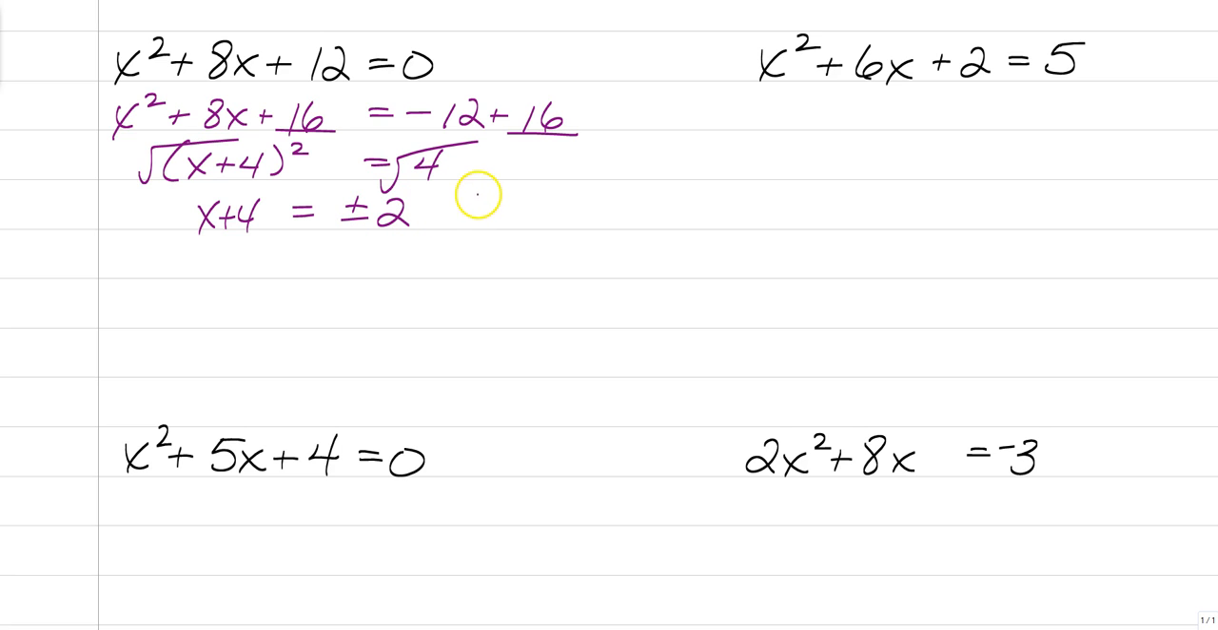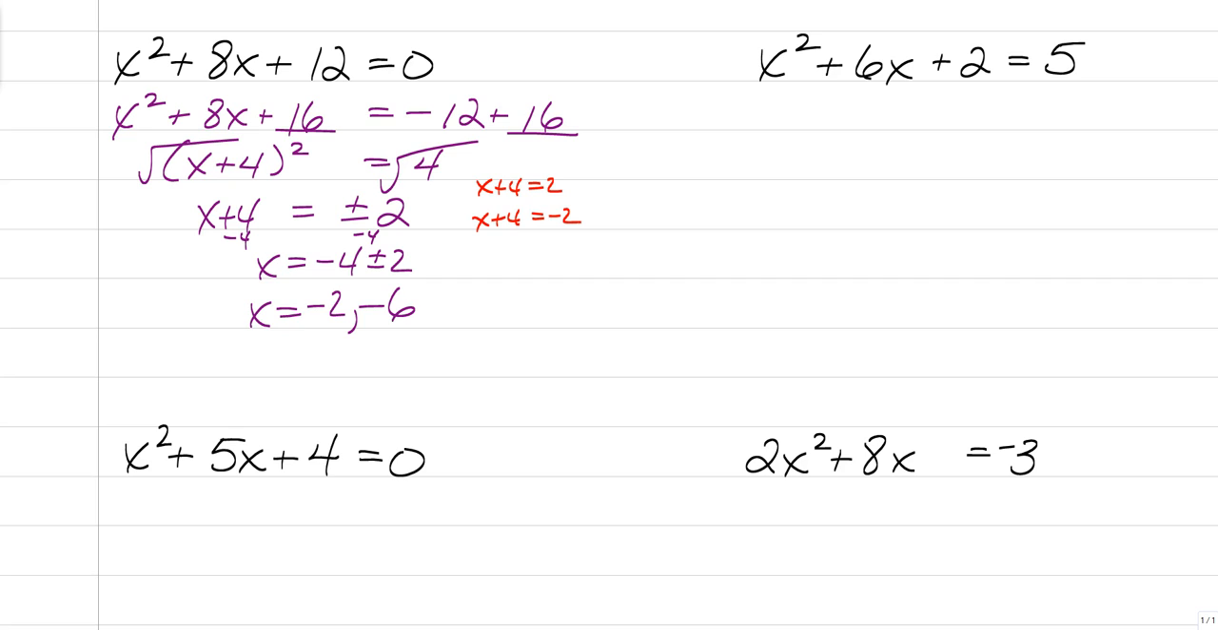You can split it if you want, and say that x plus 4 is equal to 2, and x plus 4 is equal to a negative 2, or you could have just continued by subtracting 4 from both sides once, and have x is equal to a negative 4 plus or minus 2, which would still give you negative 4 plus 2 is a negative 2, and negative 4 minus 2 is a negative 6.